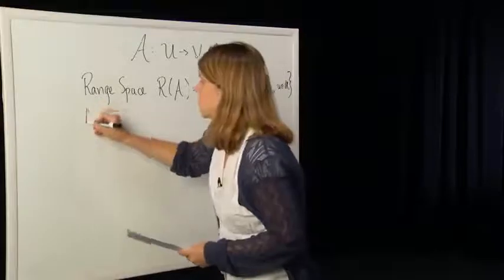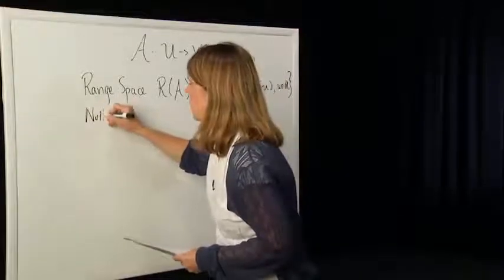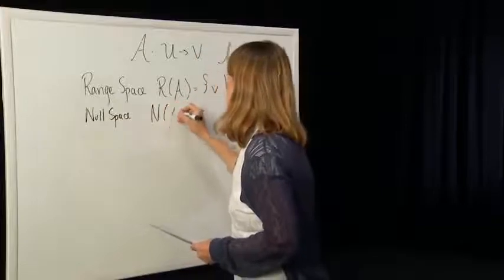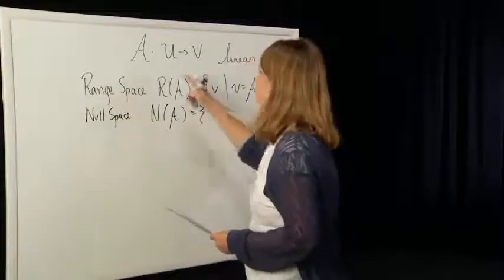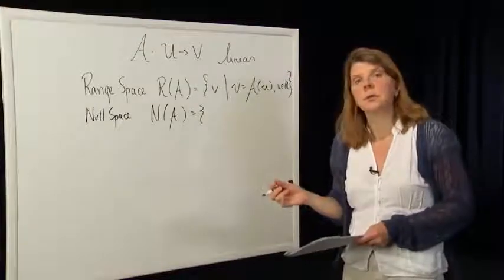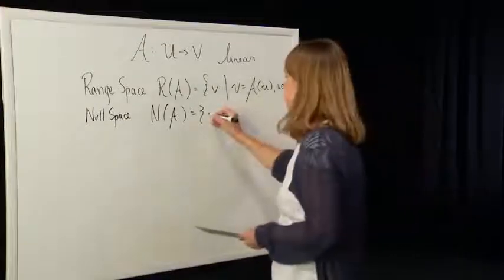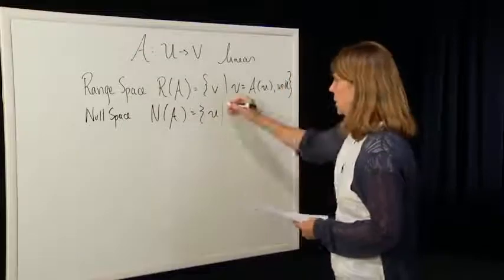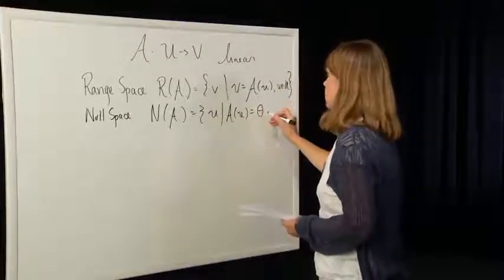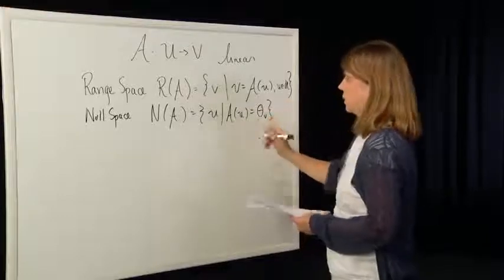And we define the null space, or N of A, to be those elements U of the domain which map to the zero vector in V. So they're elements U such that A operating on U is equal to the zero vector, and that's the zero vector in V.